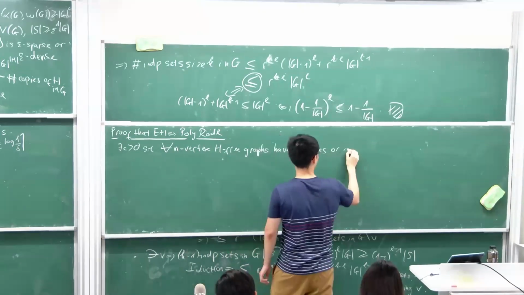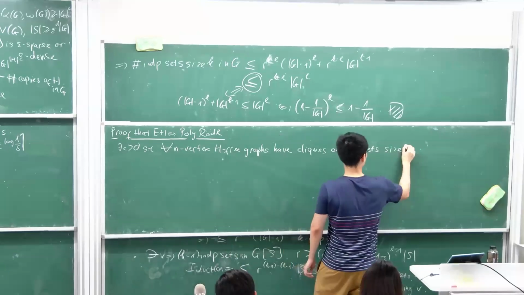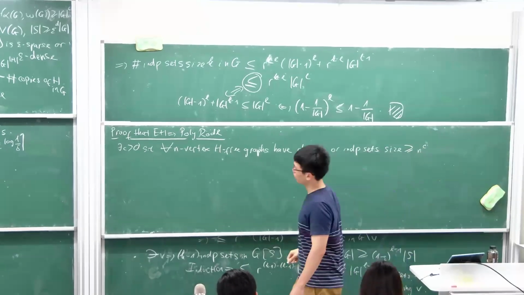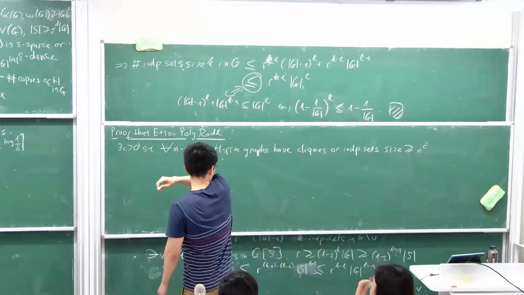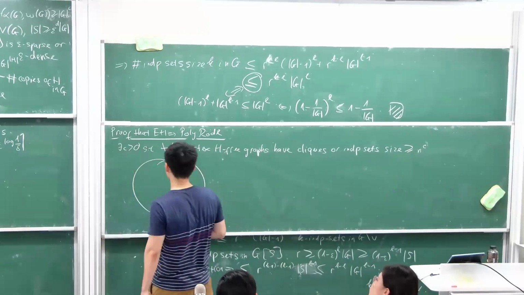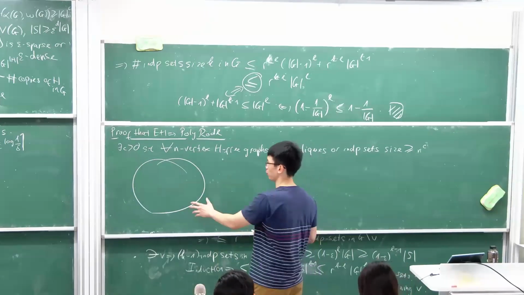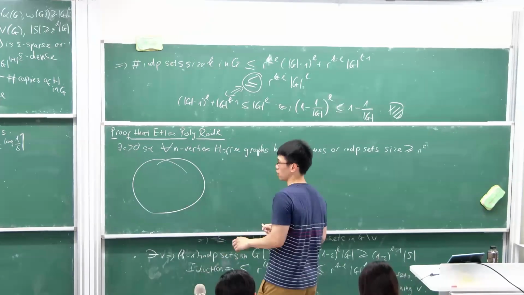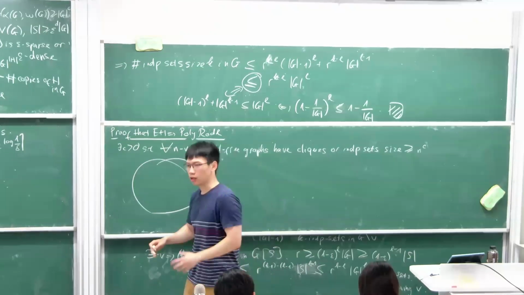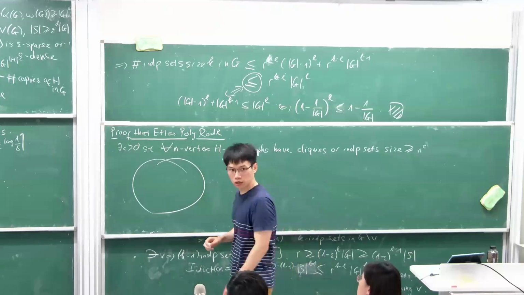or independent set of size at least n to the c. Good. But now let's look at a big host graph G, which is H-free. Now I want to say that for any epsilon, I can find a big epsilon-sparse or epsilon-dense induced graph in G.